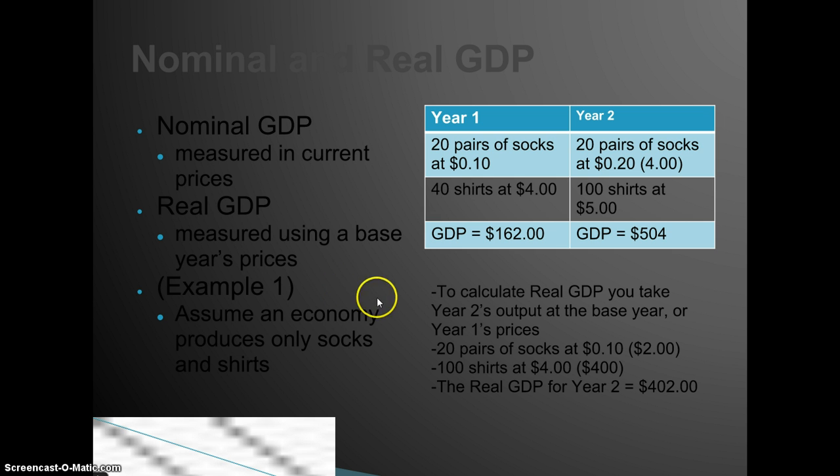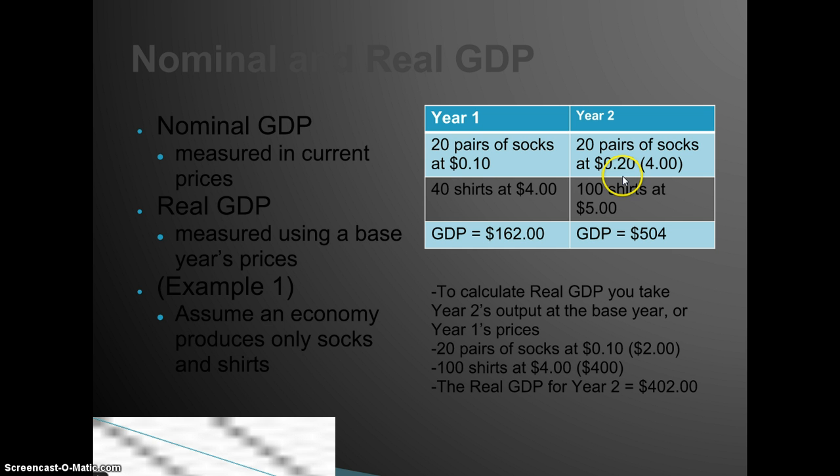So example one, this example up here. Assume an economy only produces socks and shirts. Let's say in year one, they have 20 pairs of socks at 10 cents and 40 shirts at $4. You add that all up, you get $162 in GDP. Year two, 20 pairs of socks at 20 cents, that's $4, and 100 shirts at $5 a piece, $500, so 504 bucks. Well, that's nominal.